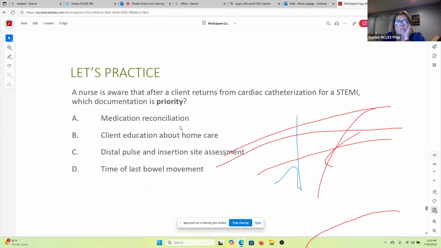Last time of a bowel movement, that's insignificant right now. Medication reconciliation, that should have already been done. And then client education about home care. Typically, when we're talking about priority questions, we're not going to answer with an education question unless it's a question related to patient teaching. What is the priority patient teaching? Then we would answer with a teaching answer. But typically your priority questions are not going to be answered with a teaching or an education answer.